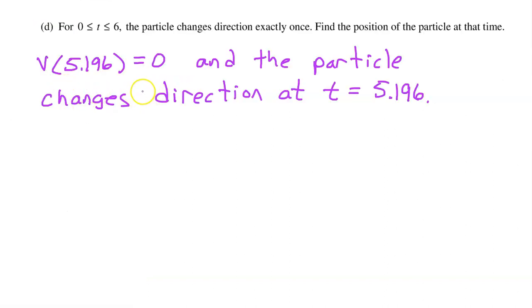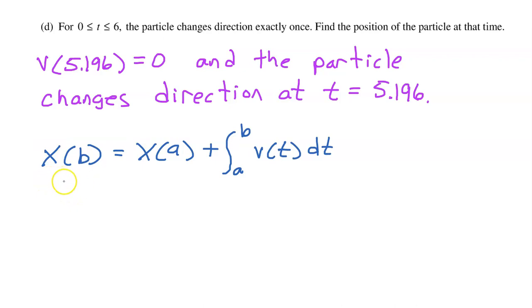Here's what we have so far. The velocity at time 5.196 equals 0, and the particle changes direction at t equals 5.196. I've checked the answer key, and they really want you to mention that the velocity is equal to 0 at time 5.196. So make sure to include that in your answer. Be careful though, we are not being asked to find at what time the particle changes direction. We are being asked to find the position of the particle at that time.